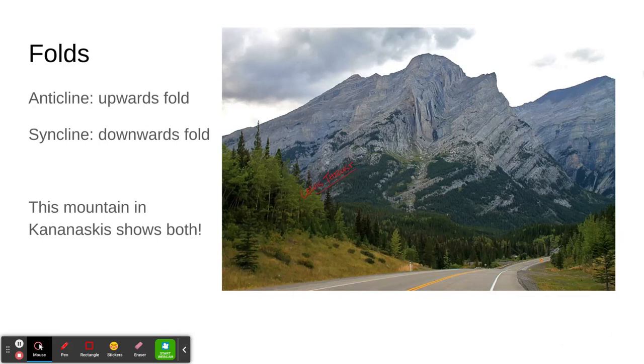And speaking of folds, the Rocky Mountains out in Western Canada exhibit a ton of this folding. Here's a picture from Kananaskis. We name two types of folds. An anticline is an upwards fold, and a syncline is a downwards fold. So this part of the mountain here is an anticline, whereas this structure that's folded up is a syncline. So this mountain shows both an anticline and a syncline, and obviously it's gone through a lot of stress.